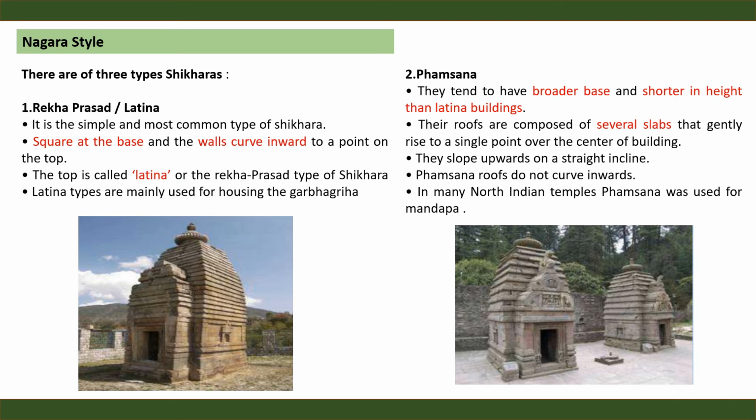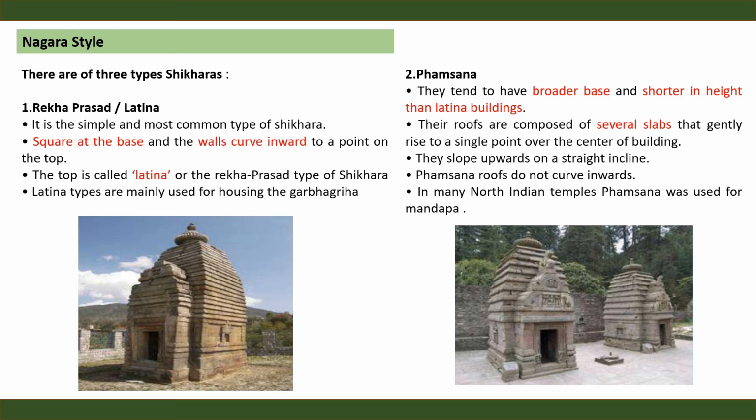Here in the Nagara style of architecture, shikaras can be of three types. The first one is the Rekha Prasada Shikara, which is the simplest and most common type of shikara, which is square at the base and the walls curve inward to a point on the top. The top is called the Latina or Rekha Prasada type of shikara.